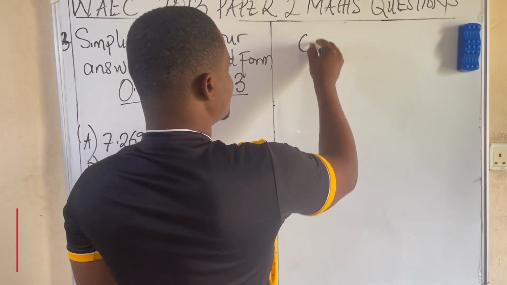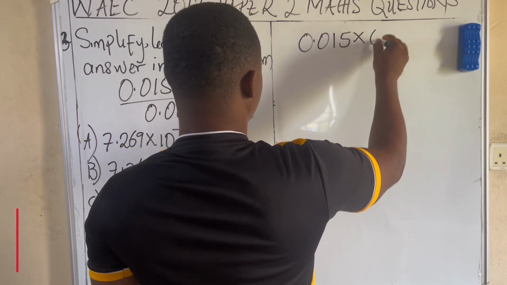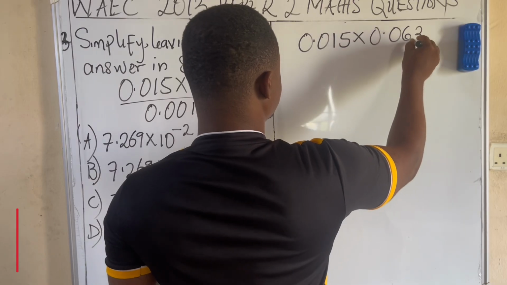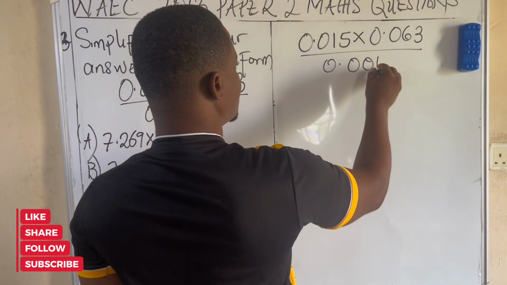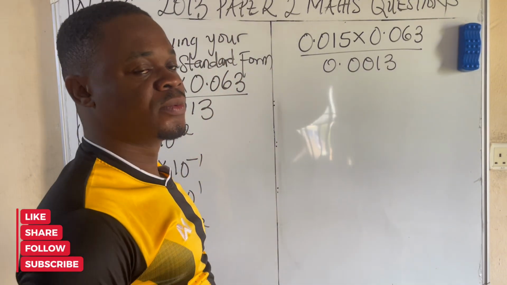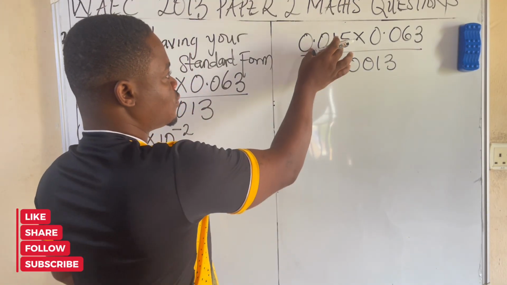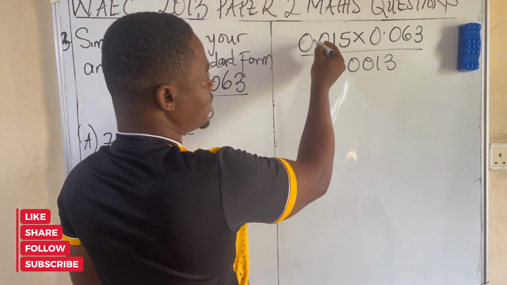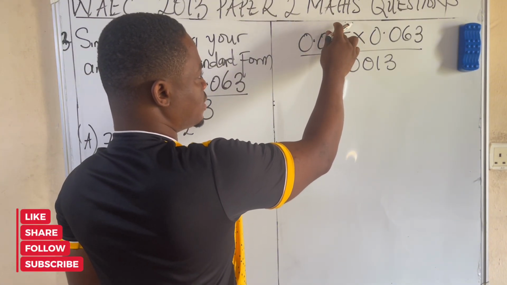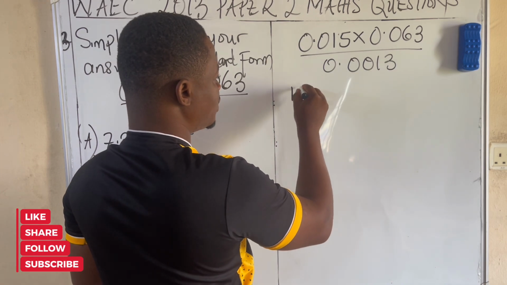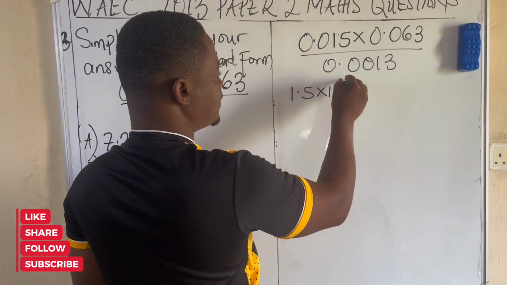We have 0.015 times 0.063 divided by 0.0013. Now, like I said, we'll be converting each of them to standard form. To convert this to standard form, we are going to have this point. When you move it twice, 1, 2, and put your point here, so you're going to have 1.5 times 10 raised to power negative 2.